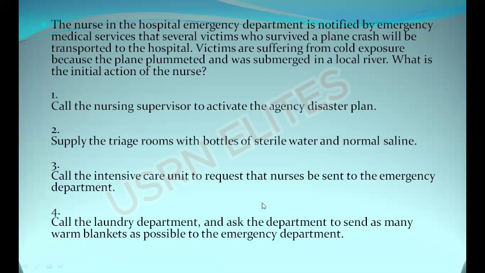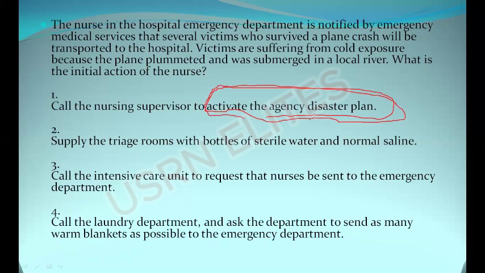Apart from the ranking aspect, this aspect is also fine. Activation of the disaster plan should come first too. So even if it wasn't a nursing supervisor here and it was only this one, I still think this one should go first. Do you all agree with me?